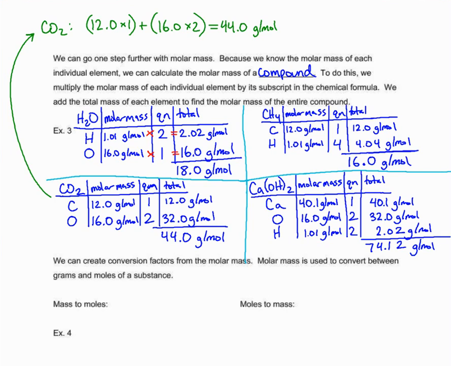Remember our significant figures rule though. These two numbers only have one digit after the decimal, which means that our answer can only have one digit after the decimal, which means it's actually going to be 74.1 grams per mole.